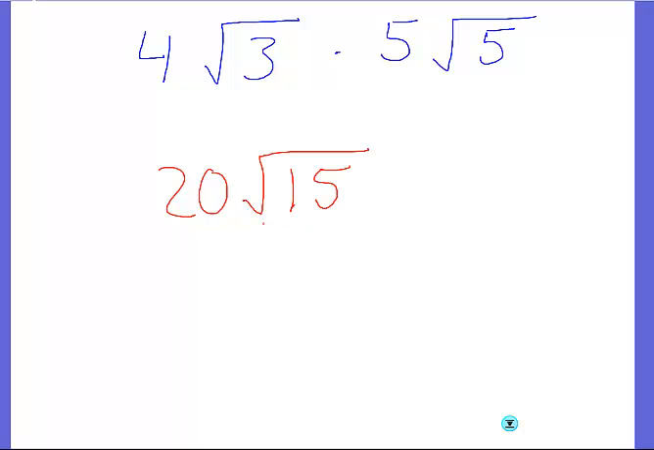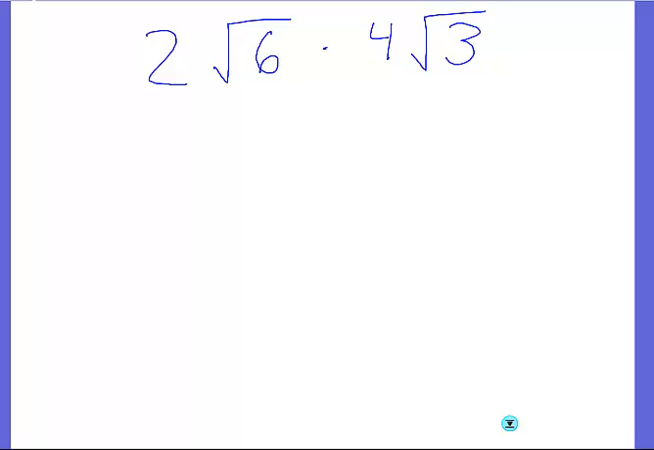Can we break 15 into any perfect squares? The answer is no, because the only factors of 15 are 5 and 3. And you're left with 20 radical 15. All right, this is going to be the last one. But I hope you guys are kind of understanding that when you multiply radicals, it's always outside by outside. 2 times 4 is 8. Inside by inside. 6 times 3 is 18.